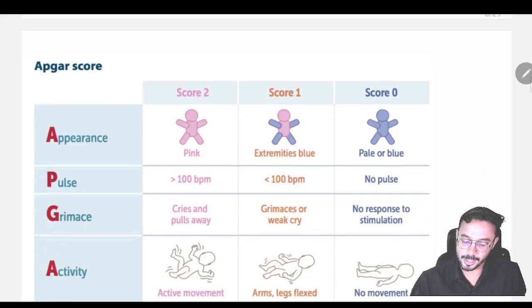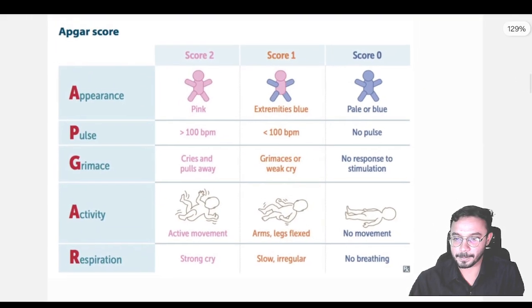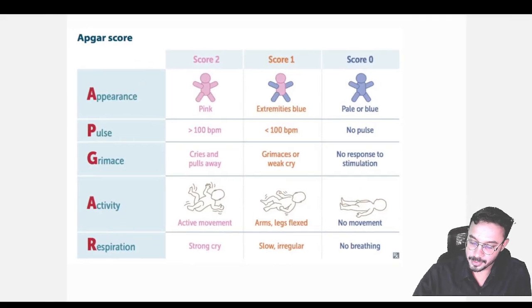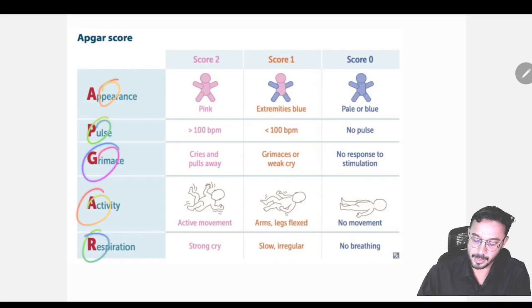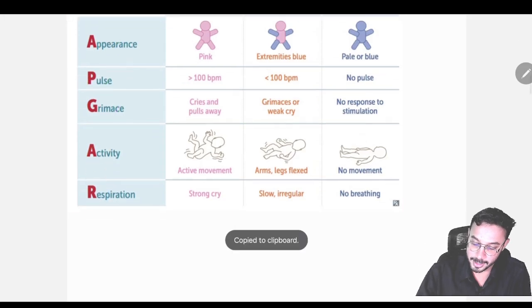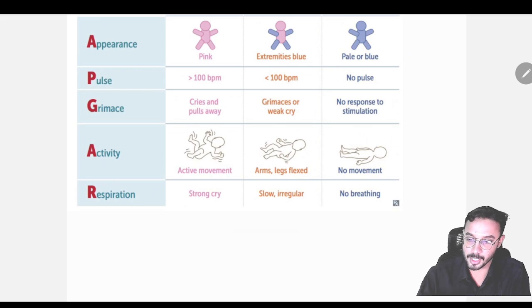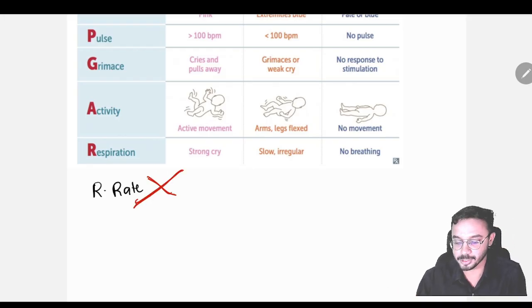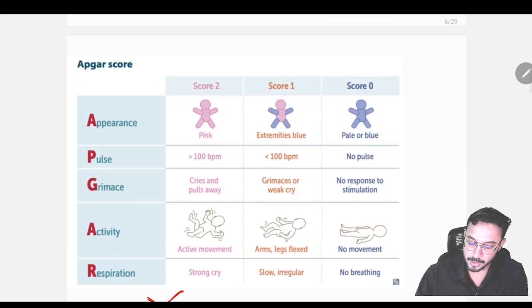And very, very important for your exam, Apgar score. Look at the scores carefully. In Apgar, the letters stand for appearance, pulse, grimace, activity and respiration. Okay, so remember, respiratory rate is not a component of Apgar. Respiratory effort you can see, but respiratory rate is not there in Apgar. So most of the students get confused over here.